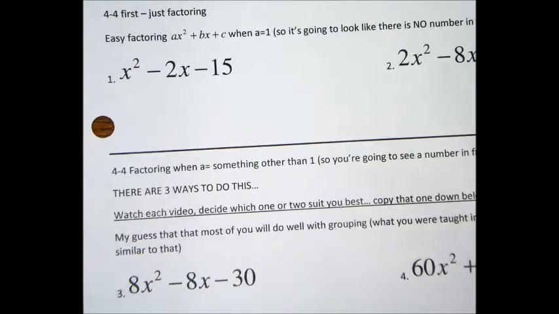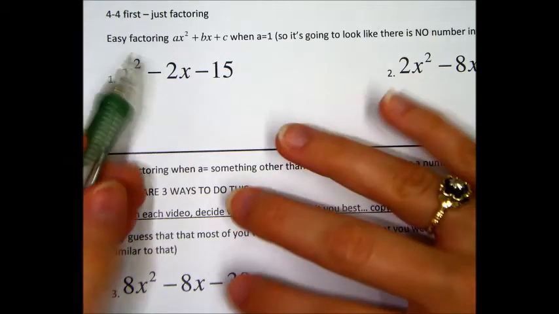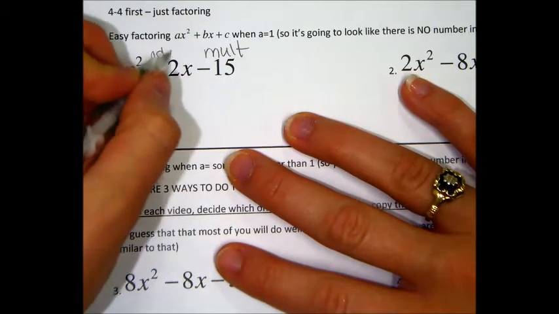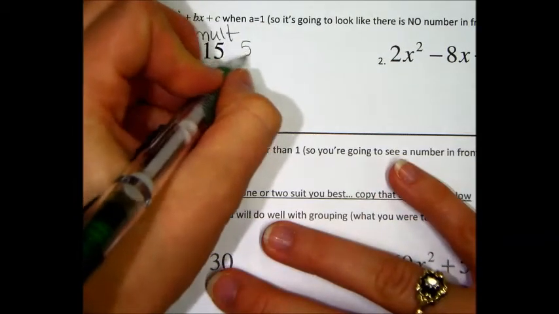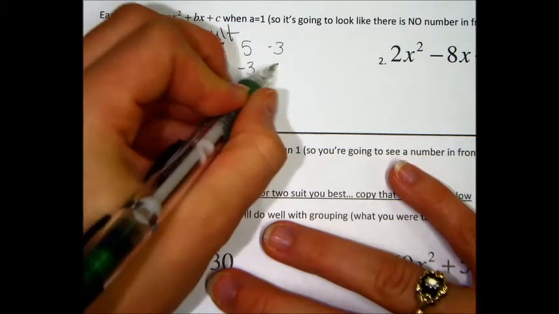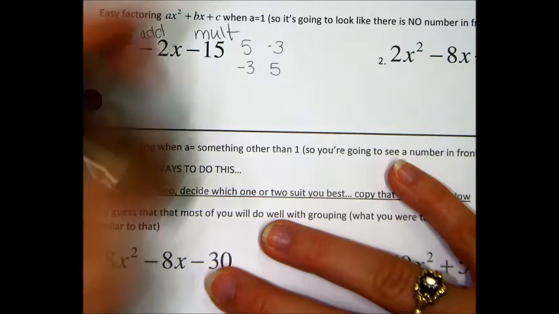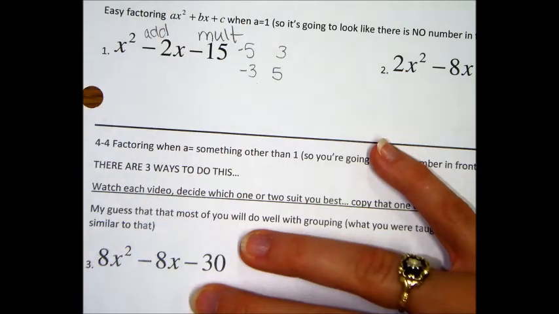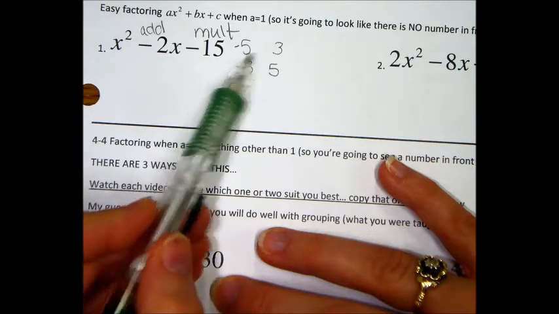Alright, take a look at number 1. It kind of looks like there's no number in front of x squared, right? Well, technically there is a 1 in front of x squared. So here's how we do that. You just need to find numbers that multiply to negative 15 and add to negative 2. So think about numbers that make negative 15, such as 5 and negative 3, or negative 3 and 5. Which one of those is going to add to be negative 2? I just did the same thing. You make the first one negative 5 and positive 3. Which one of these pairs is going to give you negative 2? Hopefully you pick negative 5 and 3.